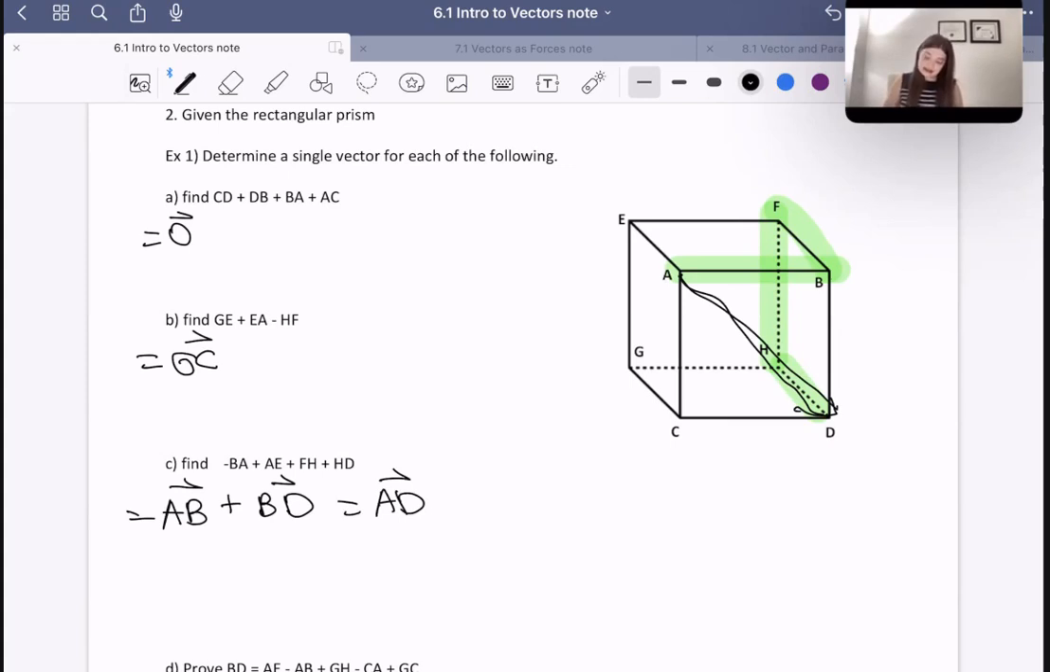And let's think about how the properties support that, right? Here we have AB plus BD, right? We're going from A to B, then from B to D. If we add those things up, it's just going to those same places.